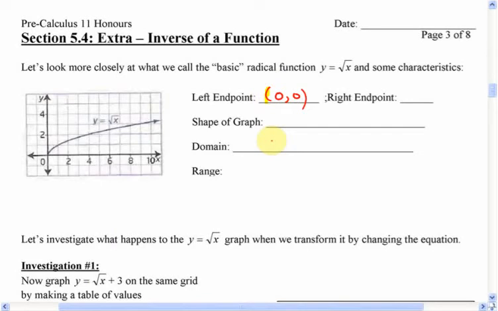And what's the right endpoint? It goes on forever and ever. Yeah, so really we don't know what it is. If you want to use the idea of infinity, then write down, sure, infinity, infinity. Okay, that's fine.